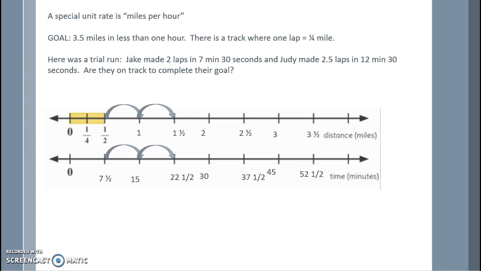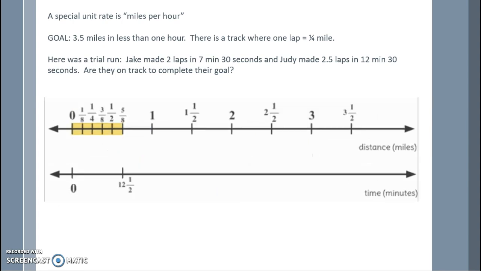30 minutes would be 2 miles. 37.5 minutes would be 2.5, all the way to 3 miles. And he would need 45 minutes to do 3 miles and 52.5 minutes to complete 3.5 miles. So he is 7.5 minutes away from the 3.5 mile requirement. So I would say that Jake is on track to finishing the goal if he were to keep the same pace. Let's talk about Judy a little bit.